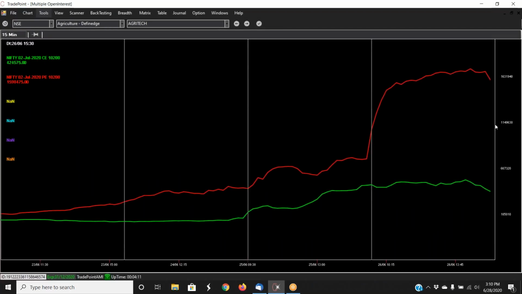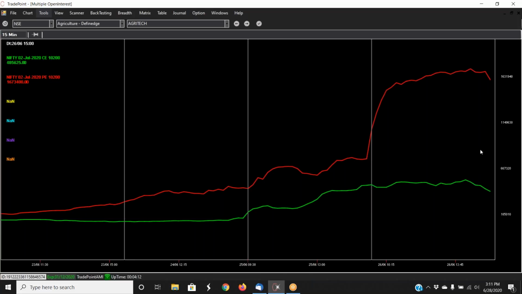Now, if you see the multiple open interest of 10,200, that is what I'm saying might act as a support, because right now the red line, which is the 10,200 put, is well above the green line, which is the 10,200 call. And like we said, the put call ratio is more than 3. So what happens to these open interest?